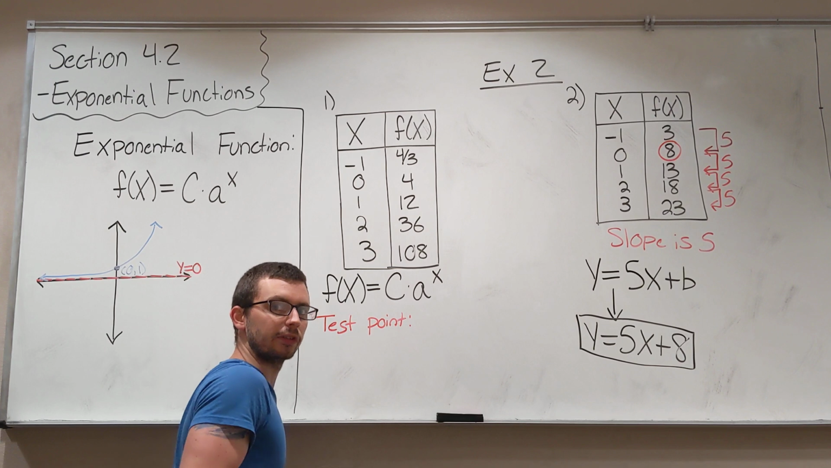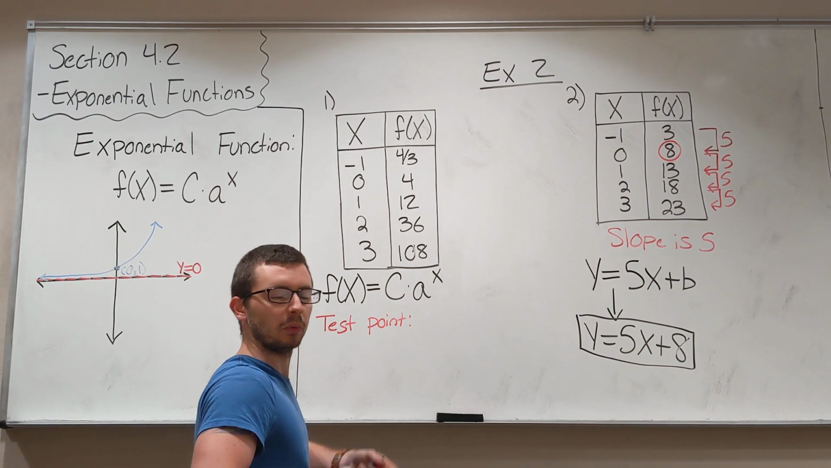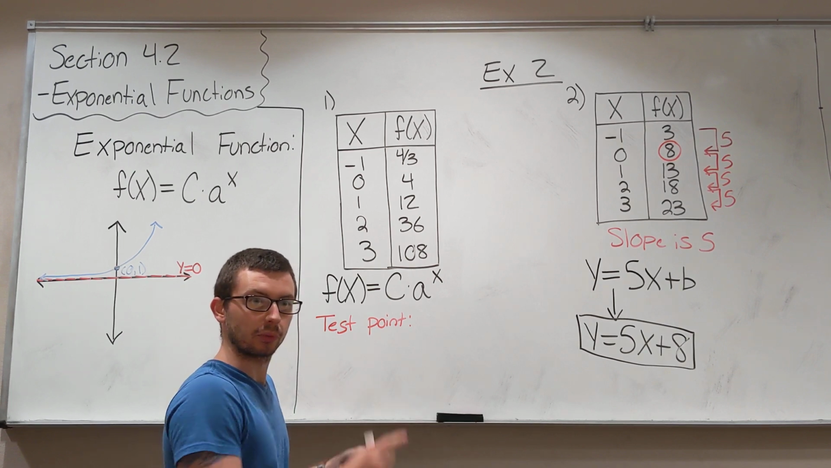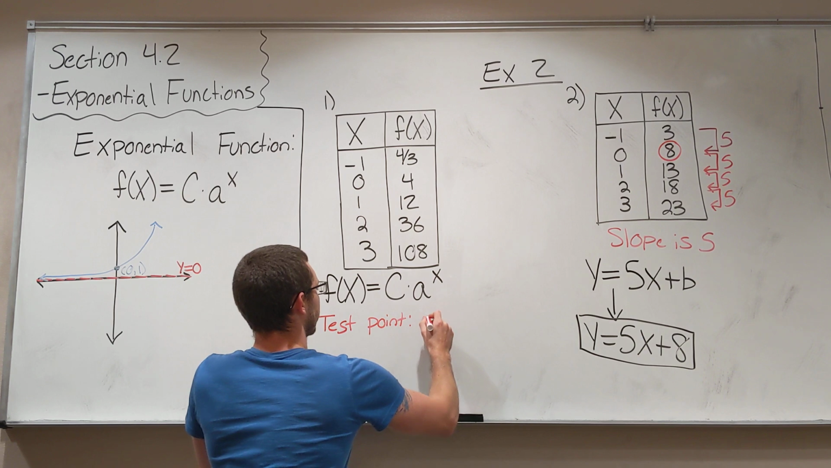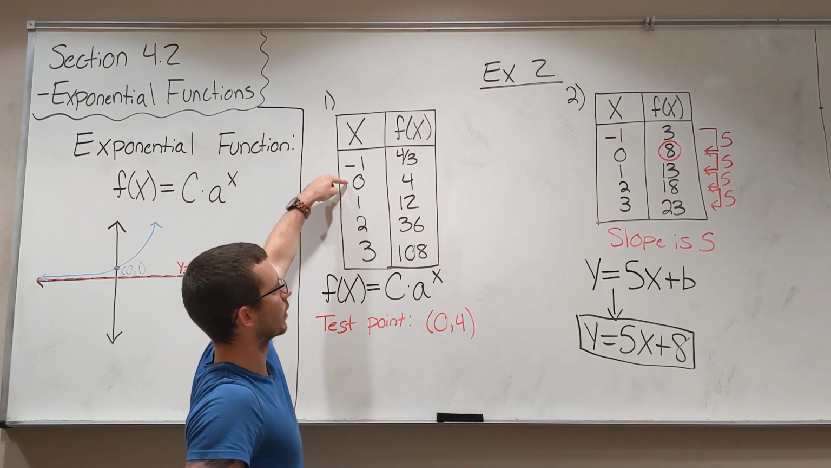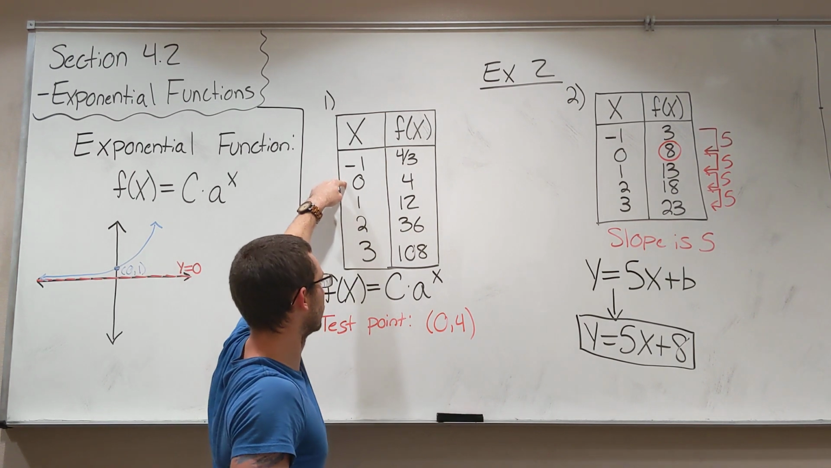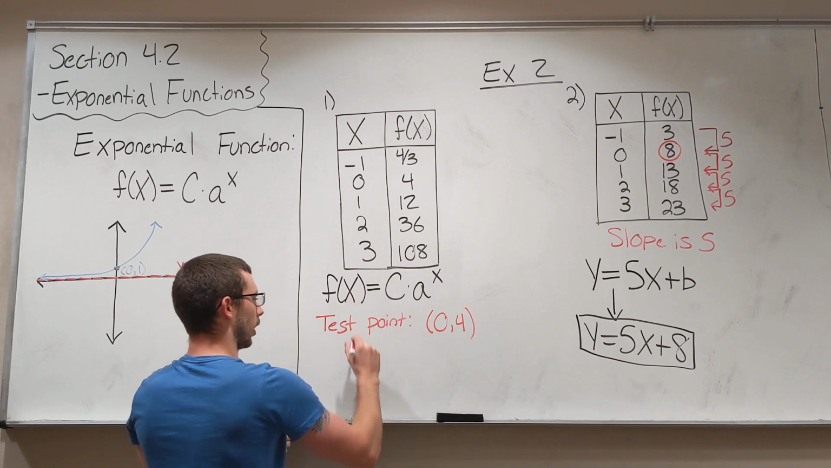So remember, test points, it's a temporary substitution that allows us to find things. But once we use the test points, we have to revert back. So the test point we're going to use is 0, 4, which is coming from the second row right here. And so that tells us plug in 4 for y.